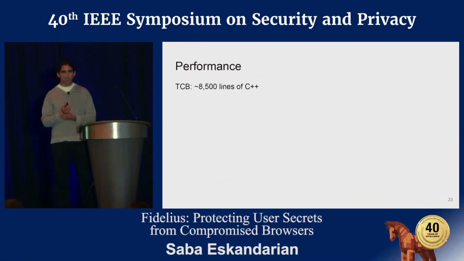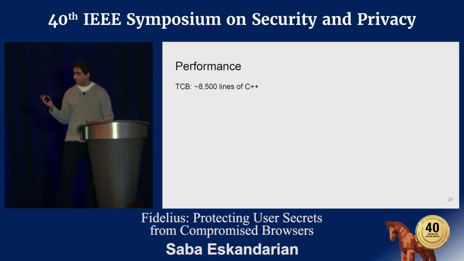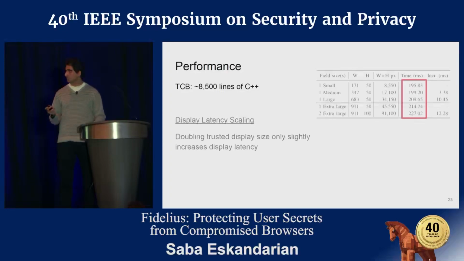I want to talk a little bit about the performance of the system as well. We were able to implement the component of Fidelius that runs inside of an enclave in about 8,500 lines of C++ code. This is a really big win over the millions of lines of code that a full web browser would have if we were to push it into the enclave. And this TCB, this piece that's in the enclave, is the component that you really need to audit and be careful about, because any vulnerability that exists in this code base is going to result in malware that can run inside of the enclave instead of outside of it.